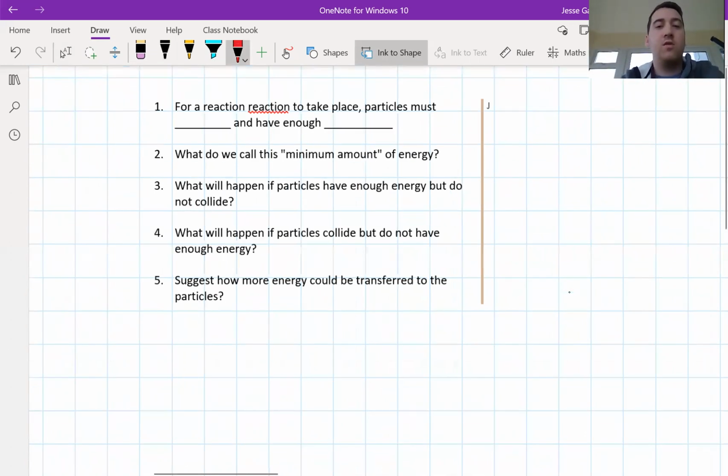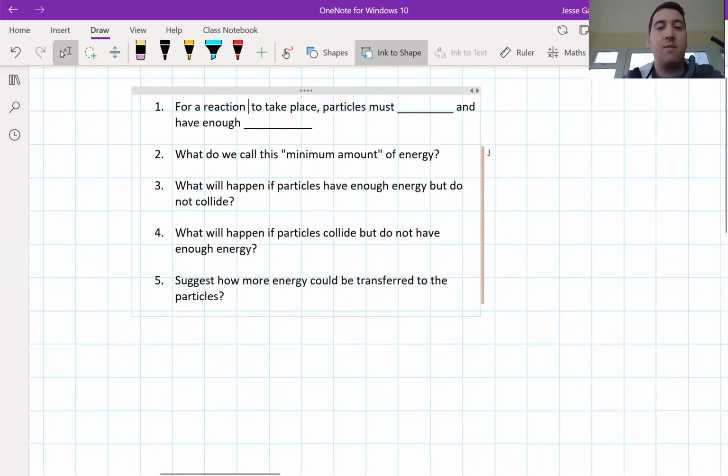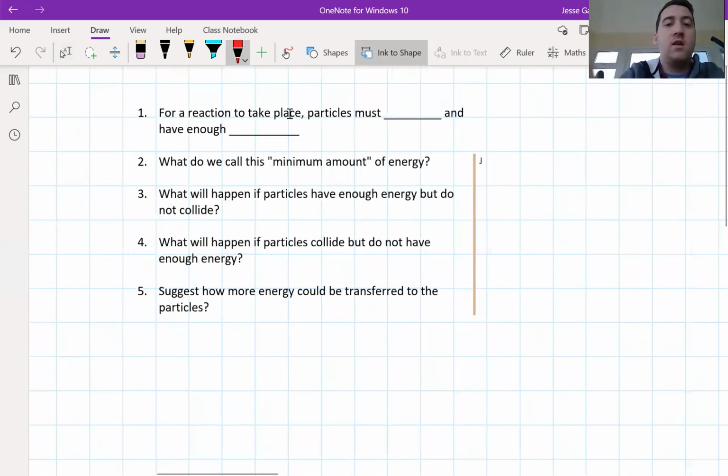So for a reaction to take place, sorry, I've double typed that. I'll just fix that mistake. Apologies about that. For a reaction to take place, particles must, so the two missing gaps here are going to be, they must collide and they must have enough energy. Well done, if you got that right.